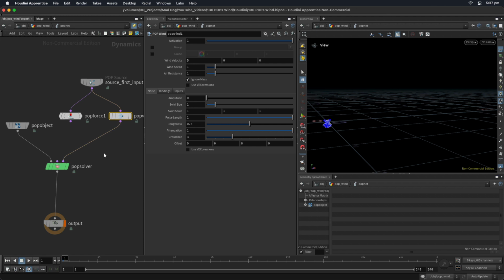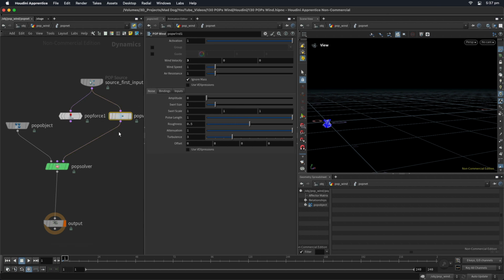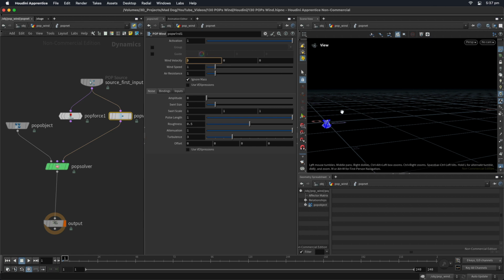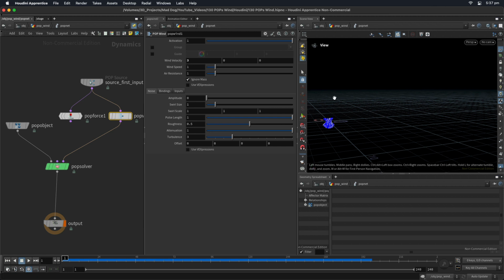And it does. The difference is that it doesn't really accelerate. This one accelerates over time, the pop force. The pop wind does not. Its target is to get to this 3. That's its target, and once it gets there, it doesn't go beyond that. So if you look at the beginning, there is a slight acceleration. There you go. And then once it gets to speed, it's all good. Okay, that's nice.